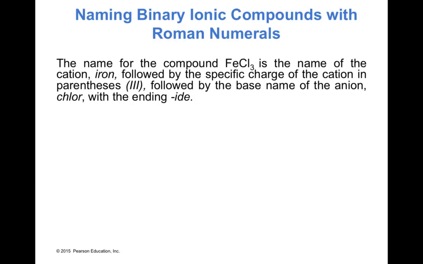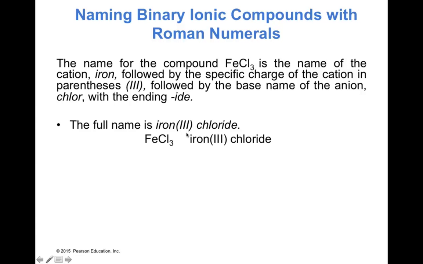So the name for the compound FeCl3 is the name of the cation, iron, followed by the specific charge of the cation in parentheses, that will be 3, followed by the base name of the anion, that is chlor, for chlorine, but ending in IDE. So that means that we have here iron 3 chloride. That's the name of this compound, iron 3 chloride.